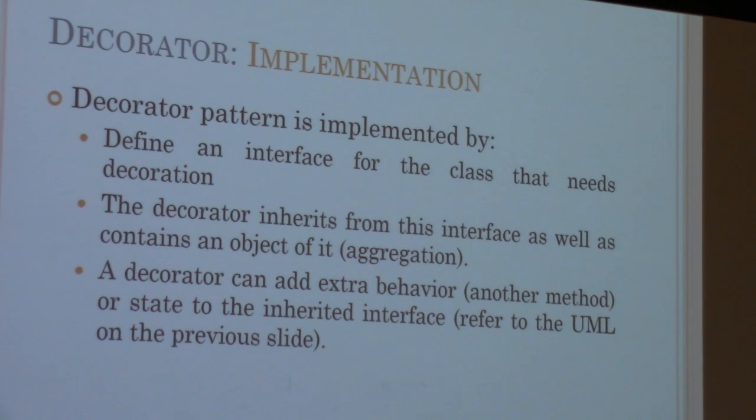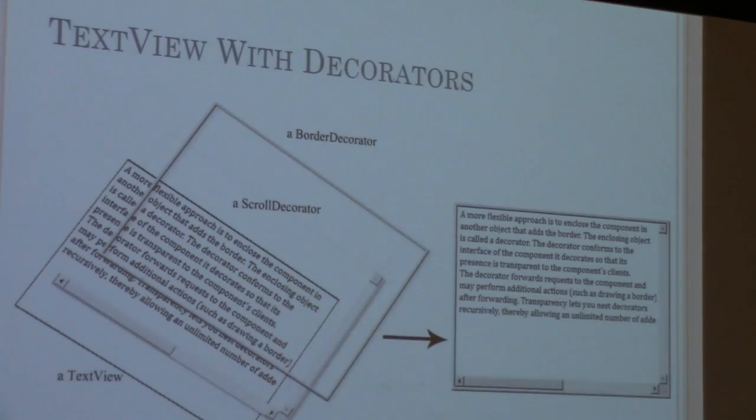Okay, so here you don't see an is-a relationship at all. Decorator is not a component. So that's what the diamond was saying: it was your aggregation, that it contains that. It's a one-to-many relationship there. A decorator can add extra behavior, another method or state to the inherited interface, and you can see that in the slide. So I think, let's see an example.